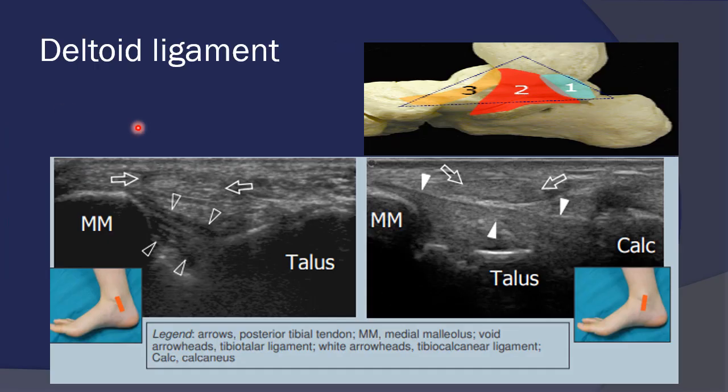Then we examine the deltoid ligament by putting the probe LS at the inferior aspect of the medial malleolus and then move its tail from posterior to anterior to examine the components which are the tibiotalar, the tibiocalcaneal, and the tibionavicular. Here is an example of the tibiocalcaneal ligament. Another one of the tibiotalar ligament with the tibialis posterior tendon seen above it.